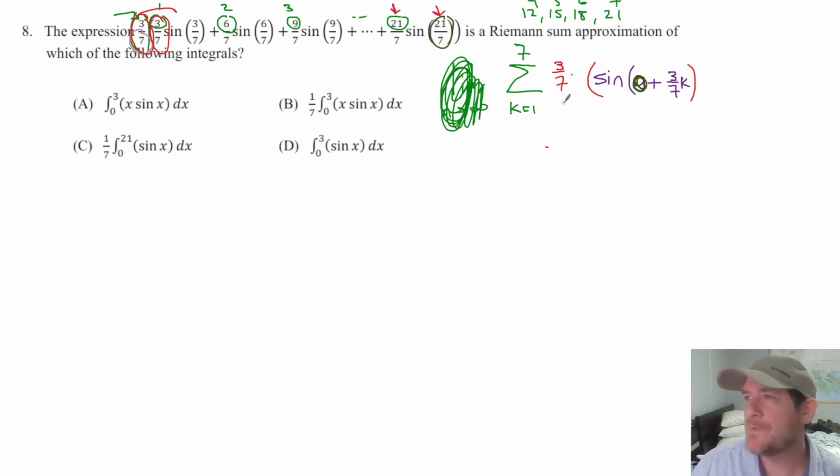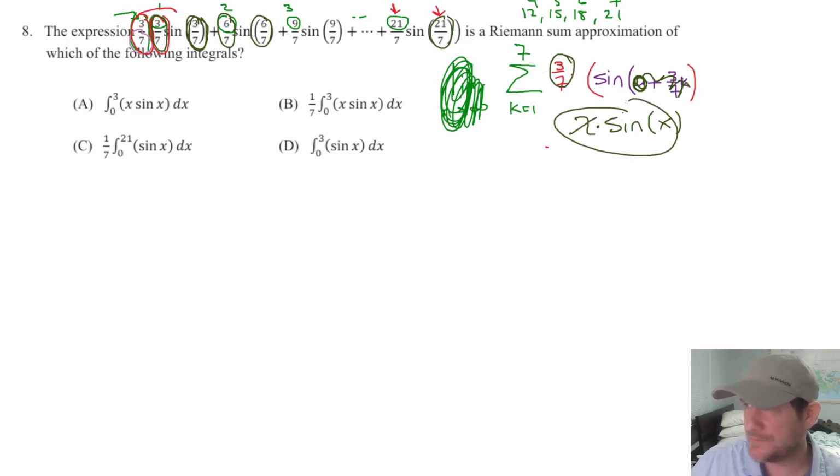Then, as k is doing the counting, you're going to get 1 times 3/7 and then 2 times 3/7 and then 3 times 3/7, which is why we see 3/7, 6/7, 9/7. So essentially, this whole thing is just x, the sine of x. And notice that all these coefficients are matching these inputs. So basically you've got thing and then sine of same thing, and then thing and then sine of same thing. So this 3/7, we would model that just with another x. So the thing that we're doing the summation of, I guess, is x sine x.